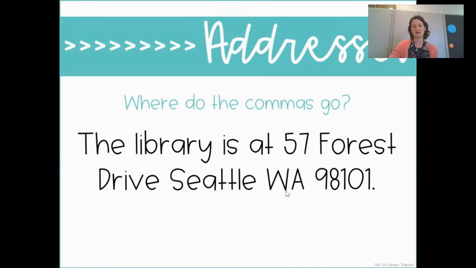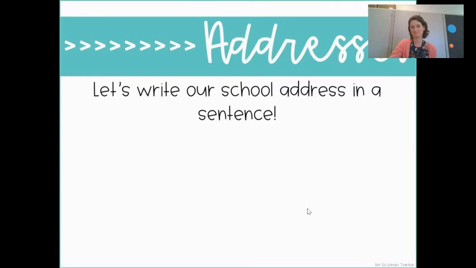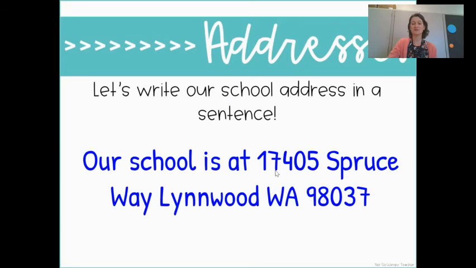We need the comma after the city, between the city and the state. But when it's in a sentence, we also need a comma after the name of the street, which here we can see is Forest Drive. So we would put the comma after Forest Drive and then after Seattle, at the end of the street and the city. Okay. If we were to write our school address in a sentence, we might say our school is at 17405 Spruce Way, Linwood, Washington, 98037. We need a comma after Spruce Way because that's the name of the street. We also need a comma after Linwood because that's the name of the city.